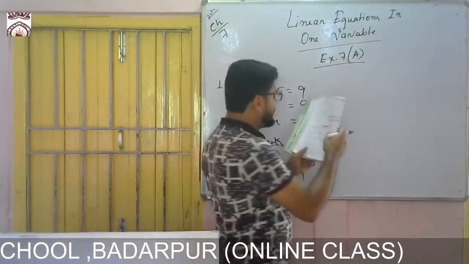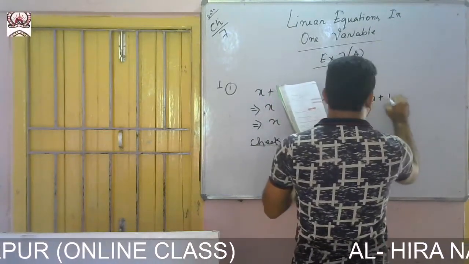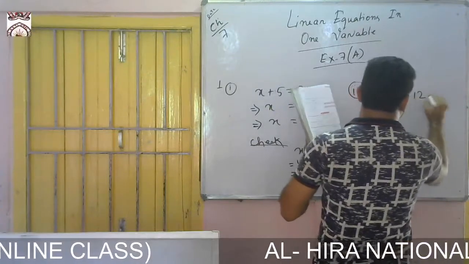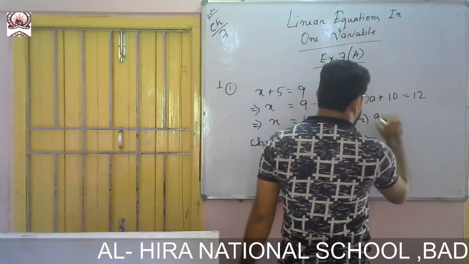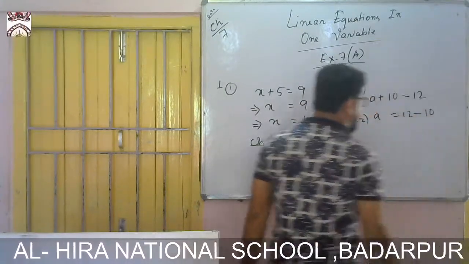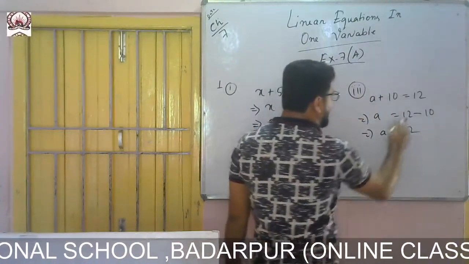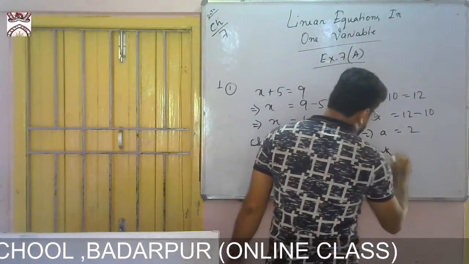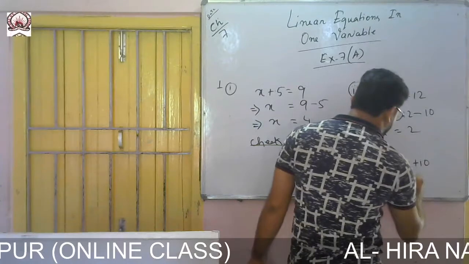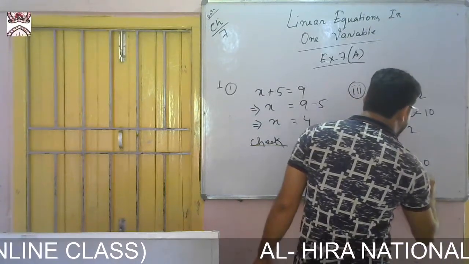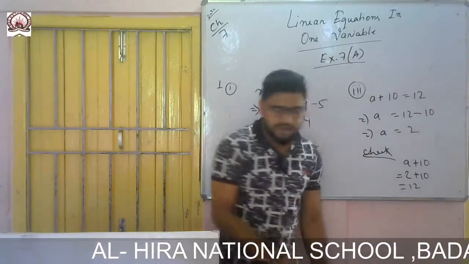Now come to question number 2. a + 10 = 12. So transfer 10 to the right side by changing the sign, minus 10. Now a = 12 - 10, which is 2. Now check. a + 10. The value of a we found is 2. So write 2 + 10, that is 12. It is matching with the right side.